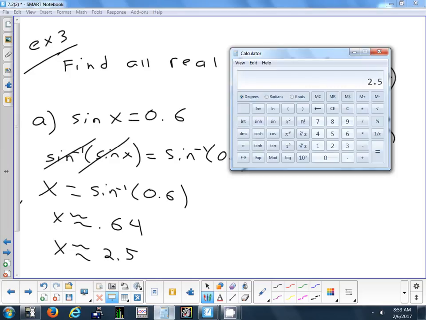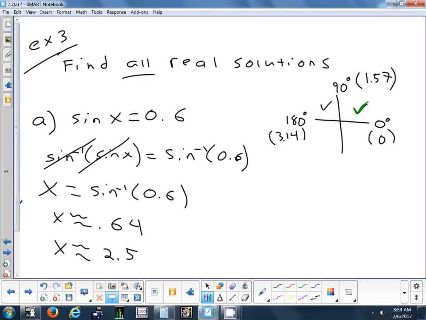Now, just to check it, let's take the sine of 2.5. And when I press sine, what should I get about on the calculator? I should get about 0.6 if I do it in radians. So 2.5 sine, and I get 0.59. Okay, it should be 0.6, but that's because we rounded. And we can check 0.64, and we get the same thing. Now, the problem said to find all solutions. I haven't done that. I've found 2 specific ones.